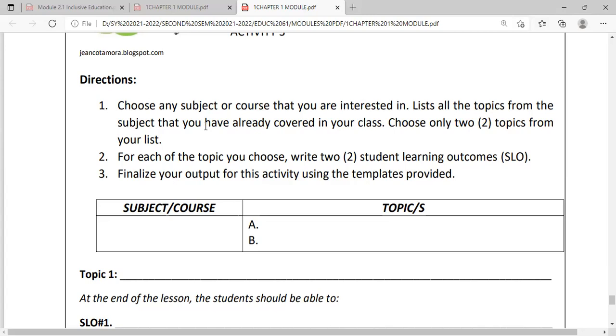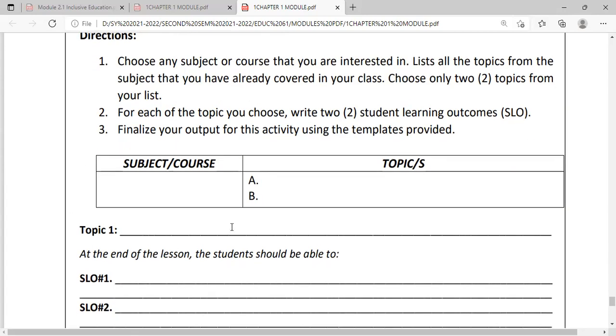It is like the objectives you use. For example, the topic you chose in TLE is about bakery products. In your subject or course, TLE, or bread and pastry production, what topic did you choose? Bakery products and pastry products. So in topic 1, you put bakery products here. Then you make student learning outcomes for it. So at the end of the lesson, the student should be able to discuss the different pastry products.